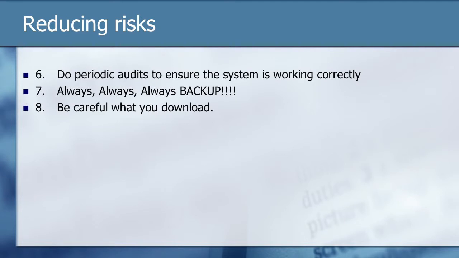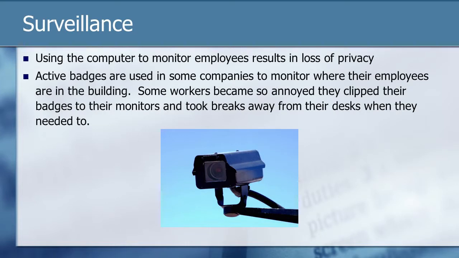As well, it's important to do periodic audits of a system to make sure everything's working correctly. Of course, always, always, always back up system information and be very careful about the kind of things that you download. Always think twice before you download a file onto a computer system in case it may contain some type of virus. On a more personal level, some things to think about include surveillance.